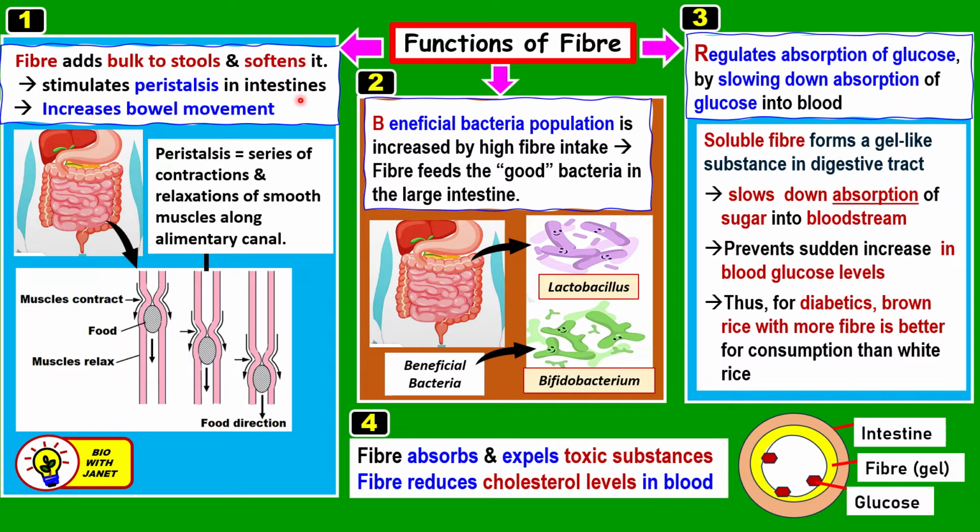So when fiber adds bulk to the stools, it adds weight to the stools, then it will stimulate peristalsis. Okay, when it presses down on the intestines, it will stimulate peristalsis and increase the bowel movement, promote bowel movement. Okay, so peristalsis means the series of contractions and relaxations of the smooth muscles along the alimentary canal, as seen here. Okay, first the muscles at the top here contract and the muscles below relax. So the food will be pushed down a little bit, and then the next set of muscles below the first set will contract. So there's a series of contractions, and then the muscles here relax. So the food will be pushed down further and so forth. So this is peristalsis. It's stimulated by fiber when there is bulk to the stools.